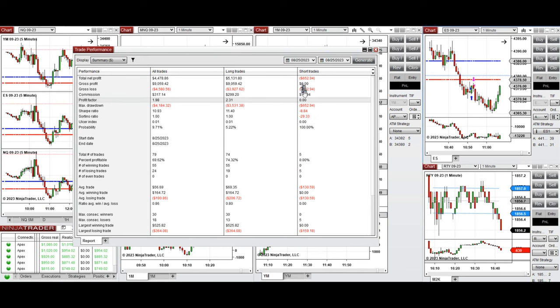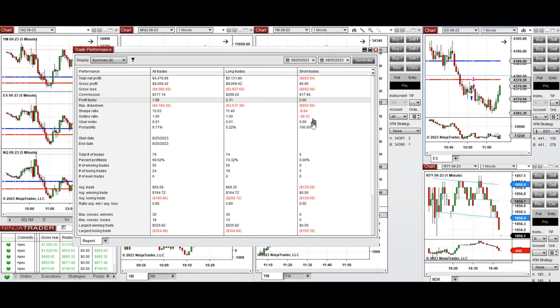This short position was a mistake. The ATM opened it by mistake, and I closed it rapidly. But anyway, overall the risk reward ratio was also good, about 0.86, and the largest winning trade was $525 and the largest losing trade was $364.